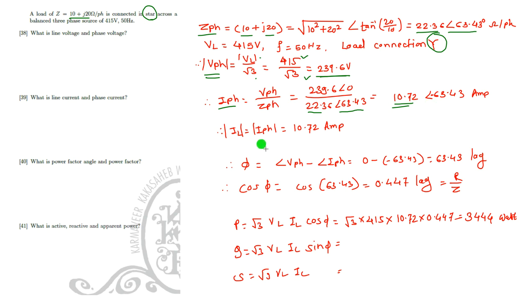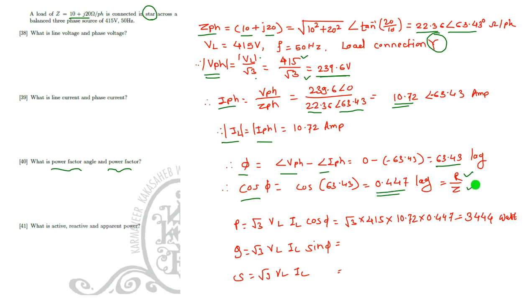Okay. So IL is equal to IPH. So it gives you 10.72 ampere, because in the star connected load, IL is equal to IPH. Now phi is what? Angle of voltage minus angle of current. It is power factor angle, which is to be determined. So angle of VPH minus angle of IPH. So 0 minus 63.43. So it will give you 63.43 lag. And cos phi, its power factor, is 0.447.